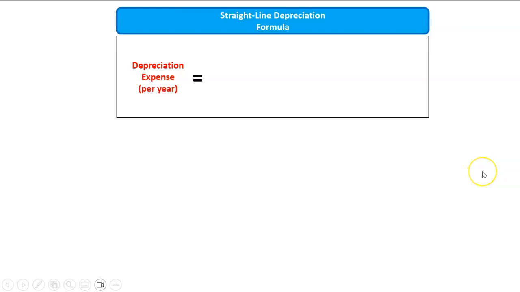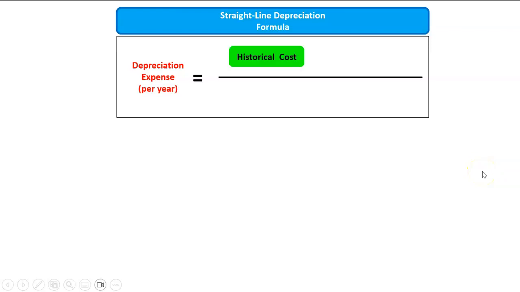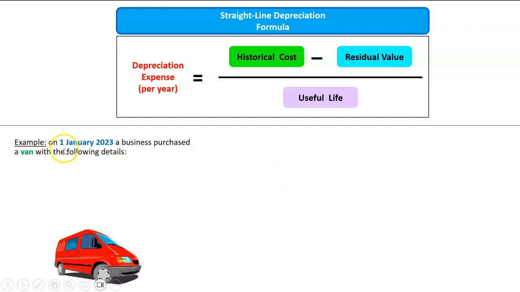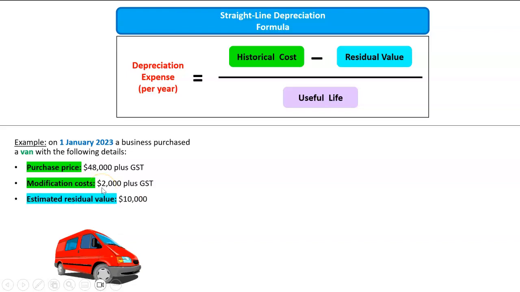We got this formula. So the expense every year equals the historical cost less residual value, divided by the useful life. And we're taking an example, and let's just put some dates in now and say on the 1st of January 2023, a business purchased a van with the following details. The purchase price was $48,000. We had to modify the van so we could use it for $2,000. The estimated residual value is $10,000 and the estimated useful life is 4 years.